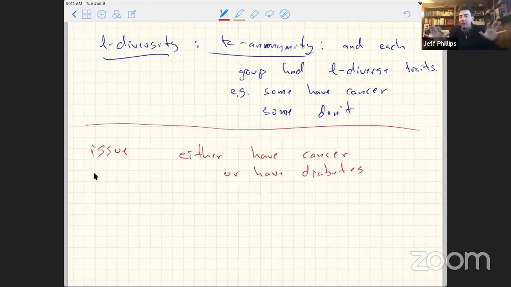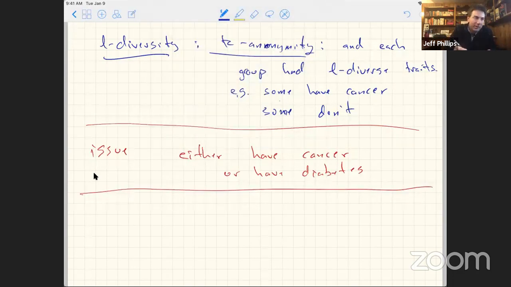Just because they're diverse classes doesn't mean that it's safe or fair or good to try and release this data. All right, okay. So this kept going, and then there's this other approach called t-closeness.